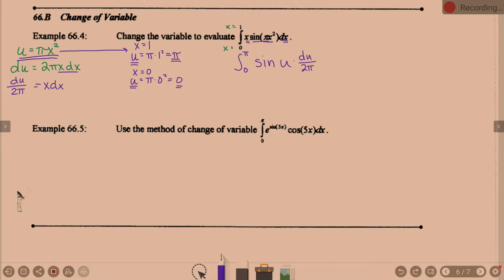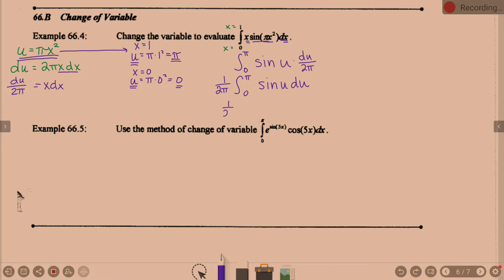Kind of good. Okay. This denominator of 2 pi, I'm going to move out front as a constant, and I'm going to make it 1 over 2 pi. So then I'm doing 1 over 2 pi times the integral from 0 to pi of sine u du. That plain, nice u is a lot nicer to work with than pi x squared, is my opinion. What is the integral of sine of u?